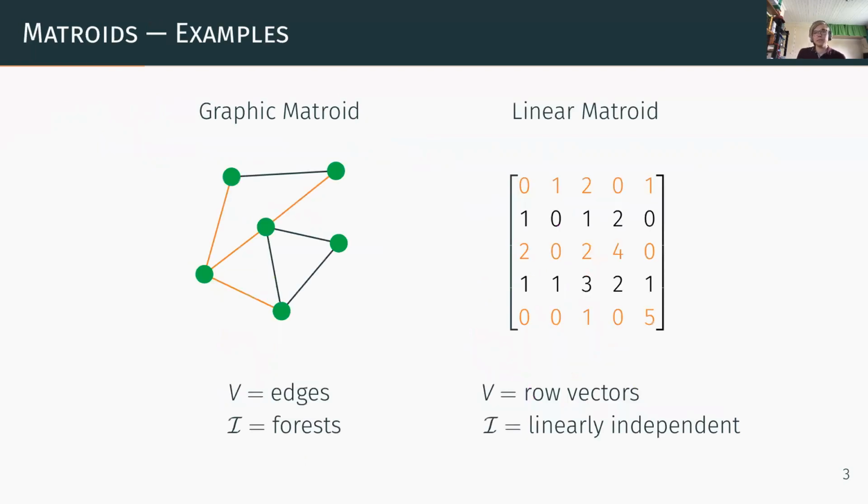So the two most classical examples of matroids are the graphic matroid and the linear matroid. In the graphic matroid, we have some graph, and the edges of the graph are the elements of our matroid. Our notion of independence is that a set of edges is independent if they induce a forest or an acyclic subgraph, like the orange set of edges here in this example. The other example is the linear matroid, where we have some matrix over some vector space, and the elements of the matroid are the row vectors, and the notion of independence is normal linear independence.